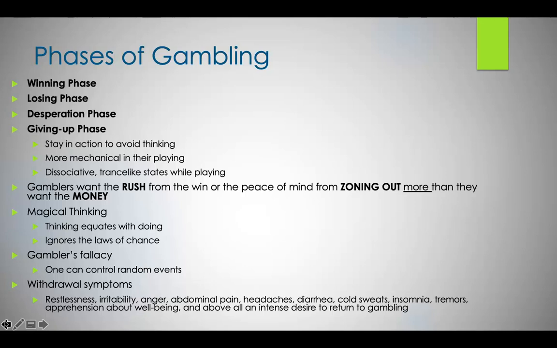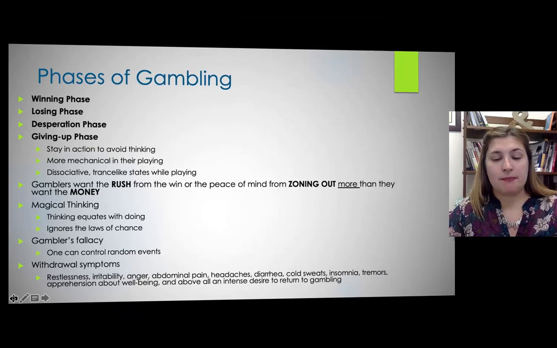In the losing phase, this is where tolerance builds, and the gambler needs to make bigger bets or take larger risks in order to get that same initial rush. This is where they might be familiar with the term chasing their losses. They are trying to earn back the lost money and deal with the debt, leading to poor decisions. The individual will often be in denial about the extent of their problem, lie in order to stay in action, and make very poor decisions.